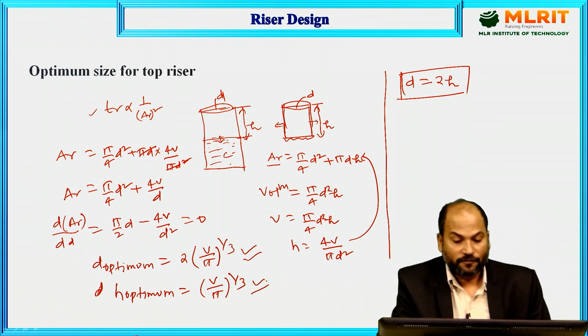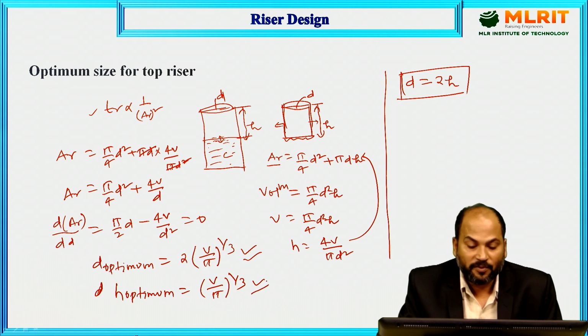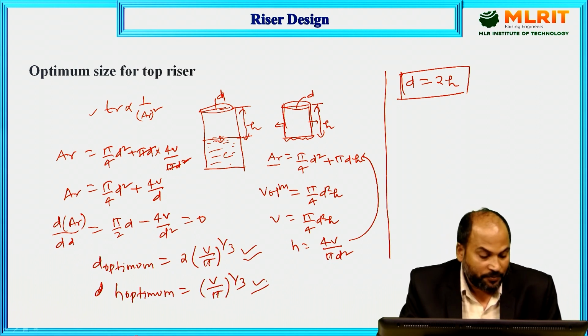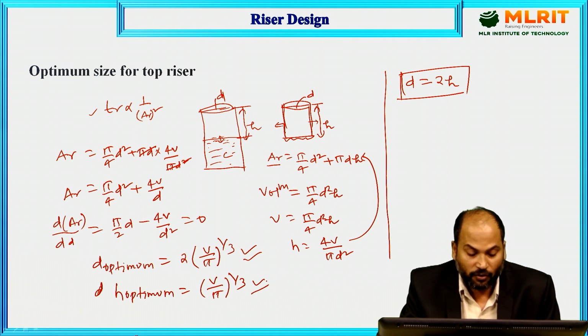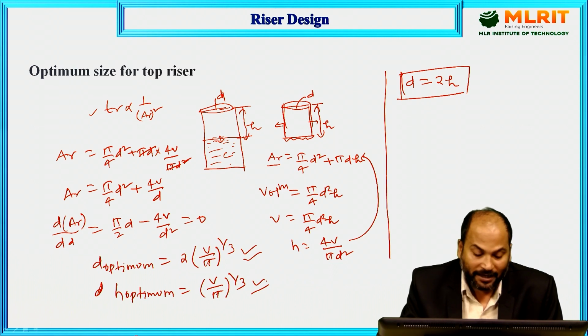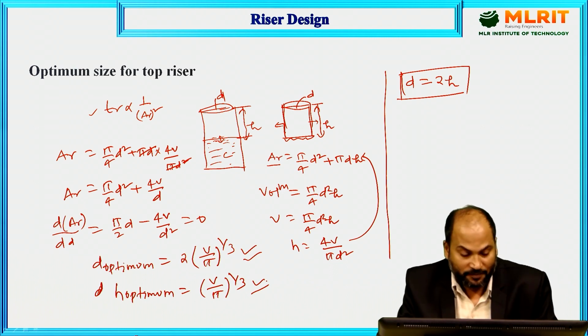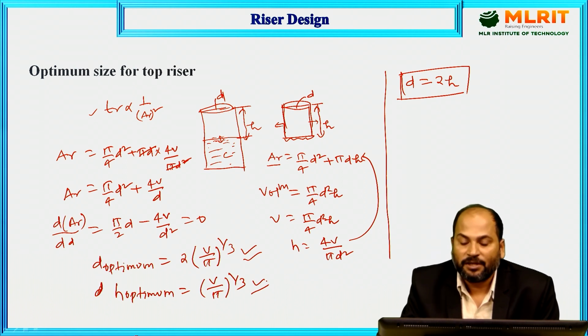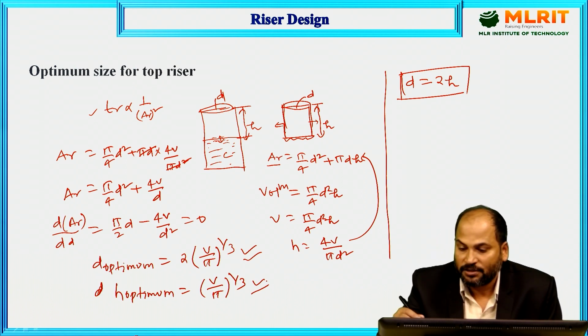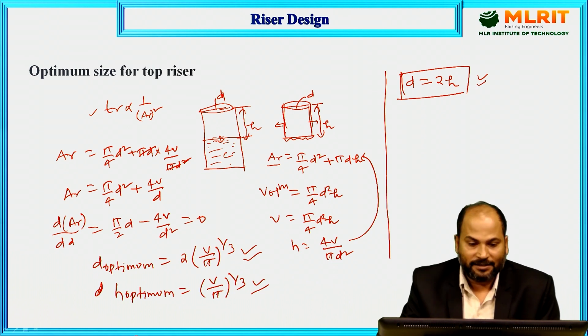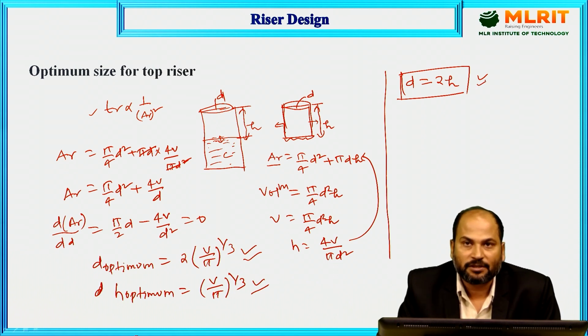So what we got from here: what should be the optimum size of a top riser? Its optimum diameter should be twice of volume upon pi to the whole power 1/3, and its optimum height should be volume upon pi to the 1/3. And from here, the diameter should be equal to twice the height. This is a very important relation, and generally numericals based on these concepts are directly asked. So this concept is very important to understand.